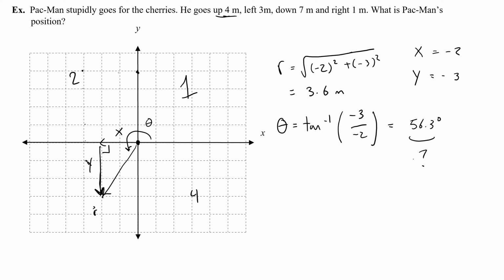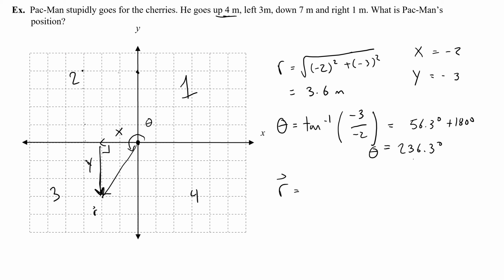If you're in quadrant 2 or 3, you need to add 180 degrees to it. So what happened is we just found this angle right here. That angle is 56.3 degrees, and now we need to add 180 to it to get our correct unit circle angle. So 56.3 plus 180 degrees gives me 236.3 degrees. Okay, so that's the angle.